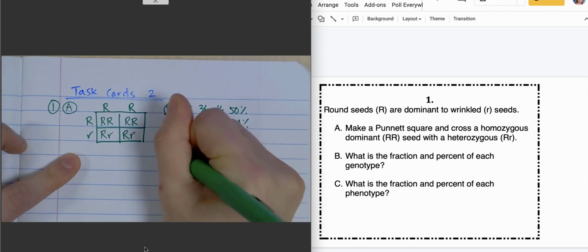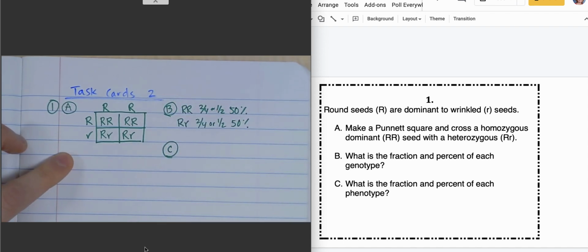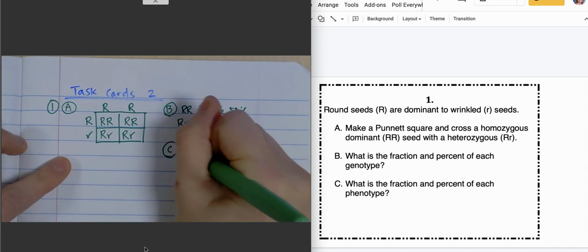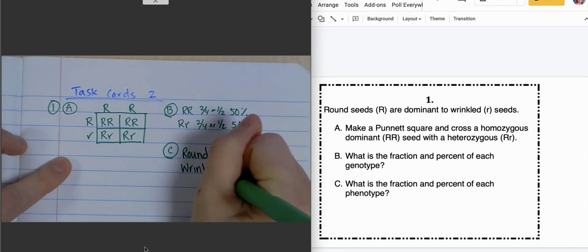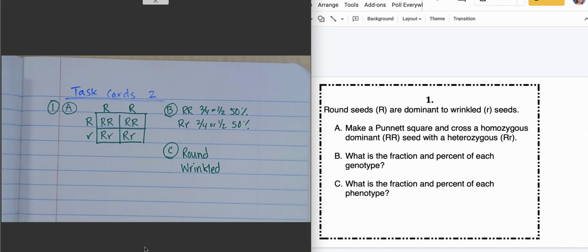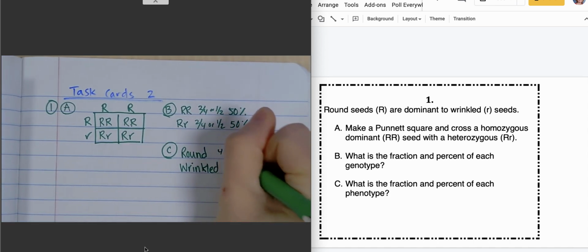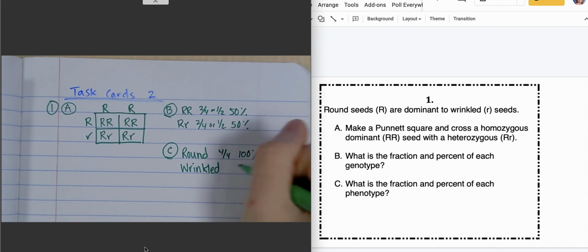And now I'm just going to go on to C. It says, what is the fraction and percent of each phenotype? So what could they look like? Well, we know round seeds are dominant, so they could be round or they could be wrinkled. So if we're talking about round, which one's going to have the dominant alleles? Well, 1, 2, 3, 4. 4 out of 4, which is 100%. 0 out of 4, 0%.